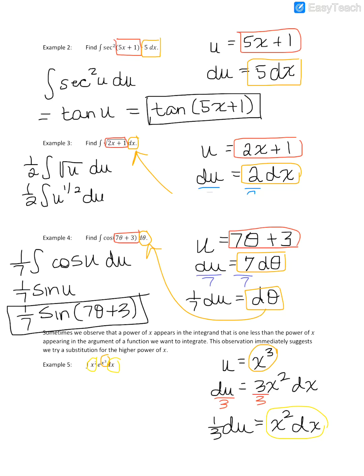All right, here we go. So this gives me the integral of my x squared dx, which is my 1/3 du, e to the u. All right, the integral of e to the u is e to the u. And now my final step is plugging in for my u.